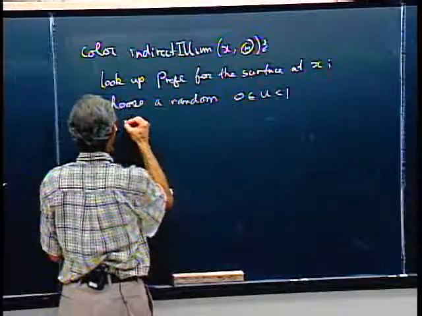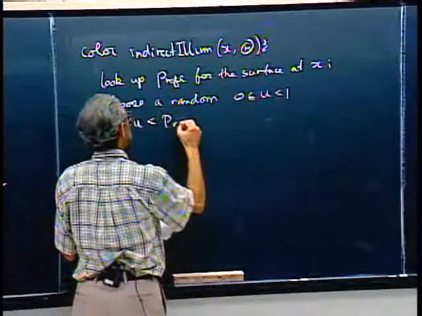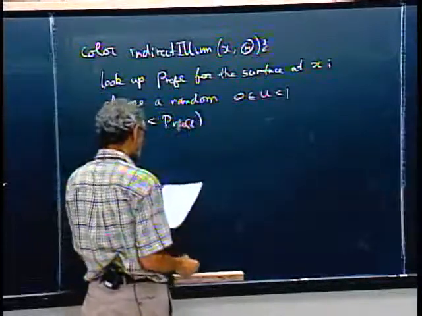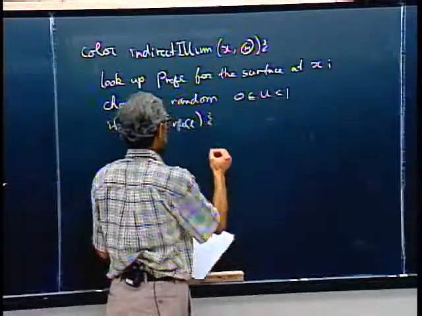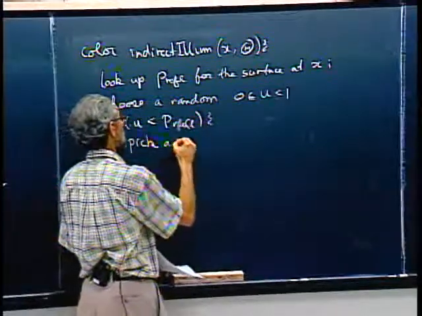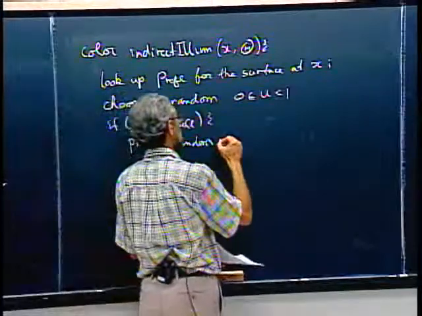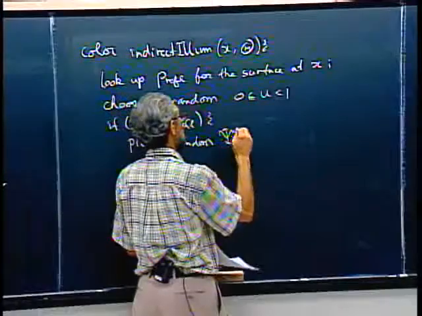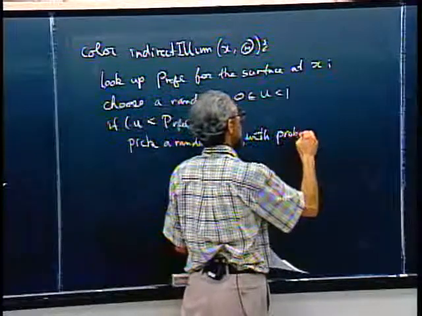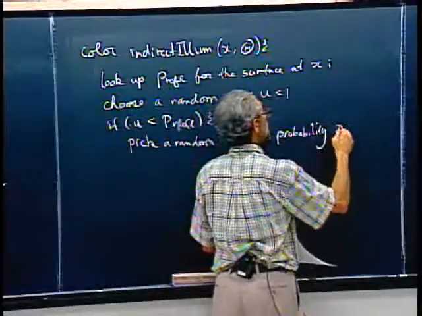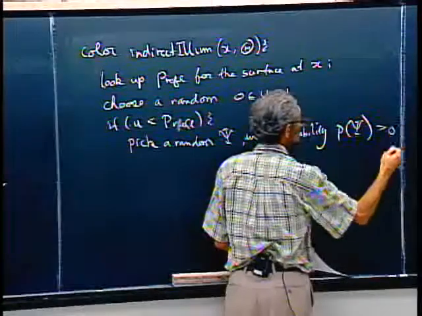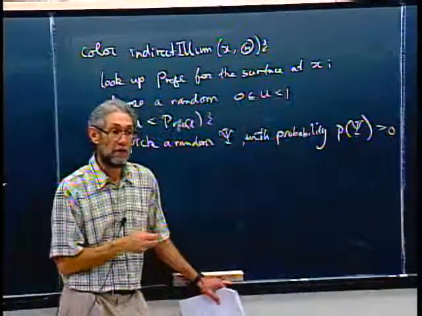And then if u is less than this probability of reflection, PRE, then we actually are going to shoot that ray in direction psi. So then pick a random direction psi with probability P of psi, and for all possible psi's on the hemisphere, P of psi always has to be greater than 0. Otherwise, you won't get an accurate estimate of the integral.